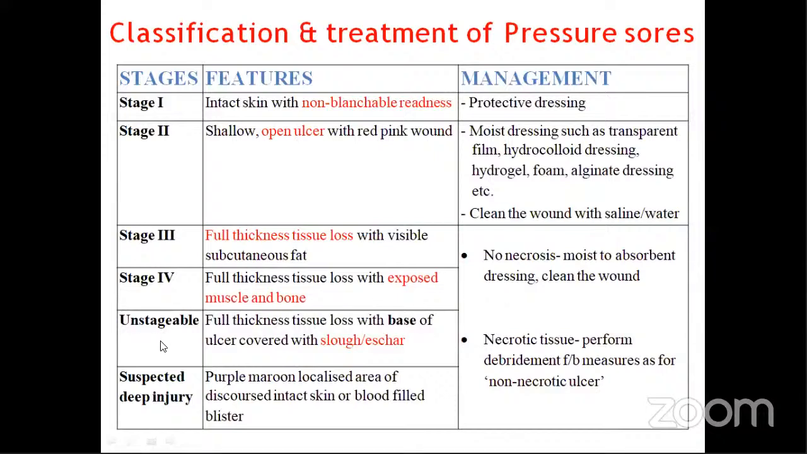There is an unstageable category, also a full thickness tissue loss with base of ulcer covered with slough or eschar. Here, the necrotic tissue has to be removed first, perform debridement, and then you go ahead with cleaning the wound and applying moisture absorbent dressing. And the last variety is a suspected deep injury, where superficially you will just find a purple maroon localized area of discolored intact skin or blood-filled blister. There can be a lot of deeper injury present, which is not visible from above.